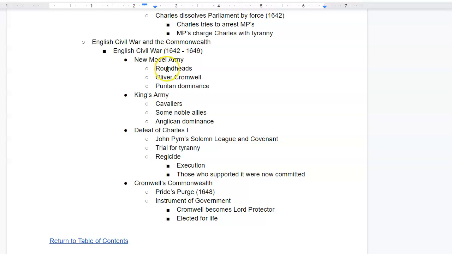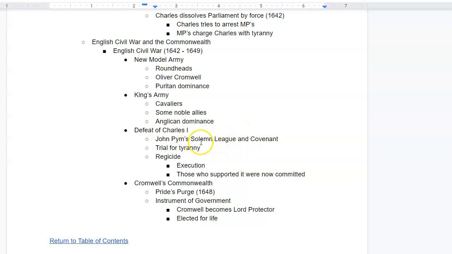For about 7 years in the middle of the 1600s, you had the New Model Army, also called the Roundheads, due to the haircut they had that looked like a bowl cut. Their leader and general was Puritan Oliver Cromwell, and many of the Puritans coalesced toward the New Model Army. The King's Army were called the Cavaliers. He had many allies, certain nobles, and it was very much an Anglican group. King Charles, in the end, loses.